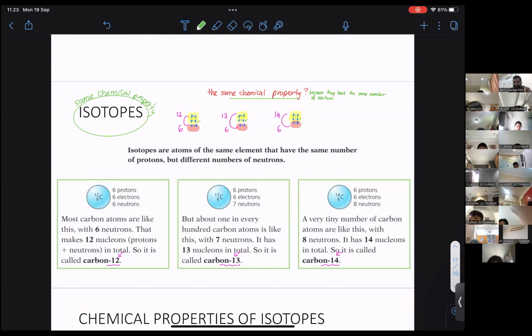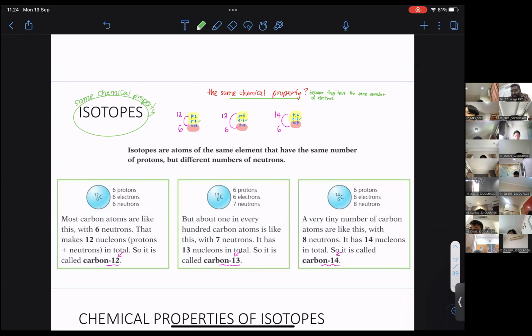Sir, could you repeat the question, please? Okay, Michelle, if isotopes have the same chemical property, I just told you about physical property. So can you tell me what are the examples of physical properties that you know? Example of physical properties that what? Yeah, that is the question. What are the examples of physical property?